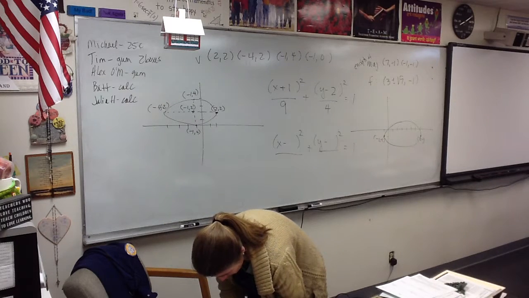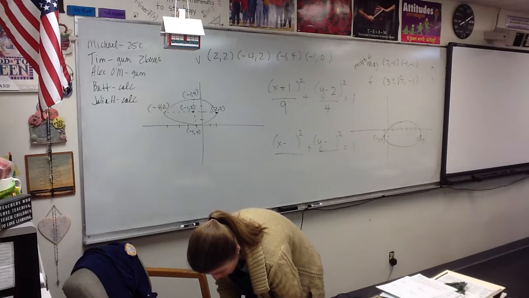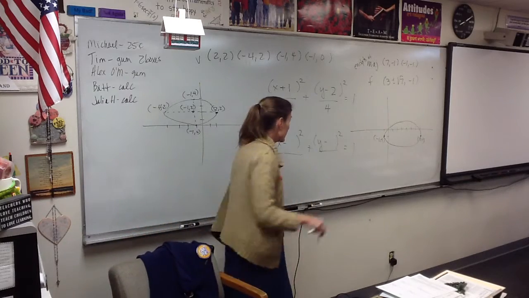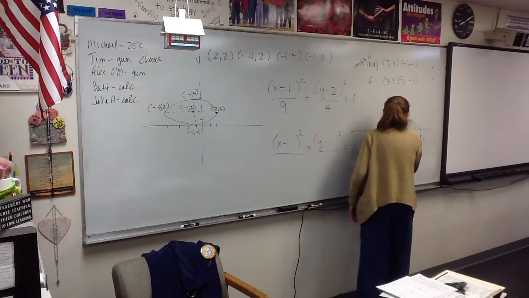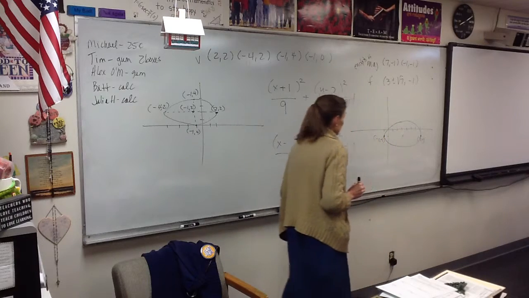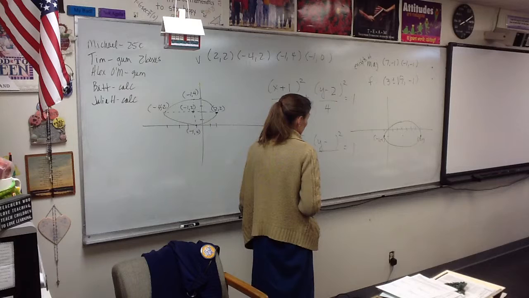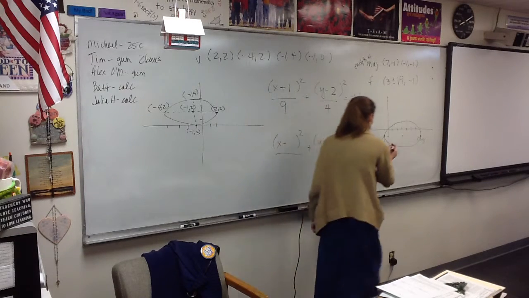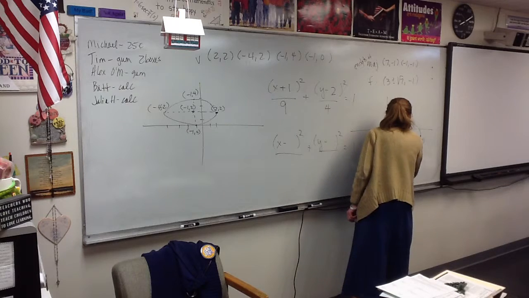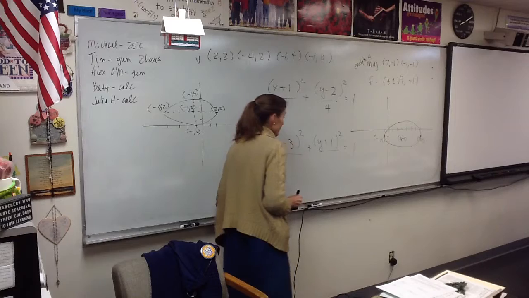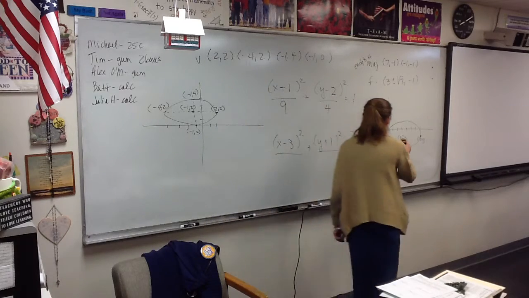I mean, the center. If I know that those are the endpoints of the major axis, won't the center just be the midpoint? That'd also be a thing. So what's the midpoint of that? 3, -1. So I have x minus 3, y plus 1. Okay, we got that.